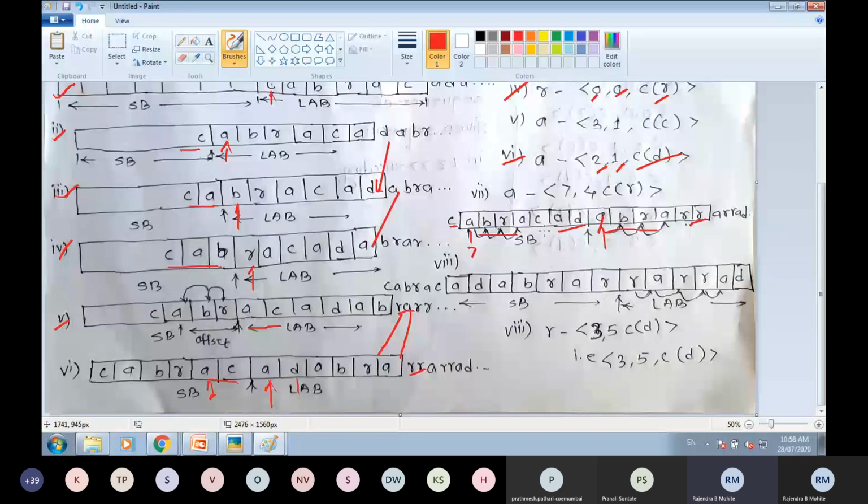I think the time is over. So the remaining part, along with the decoding, we can see in the next lecture. Till then, goodbye.